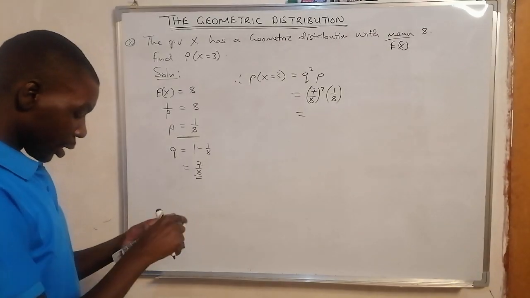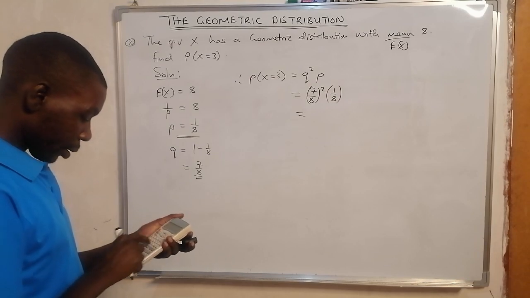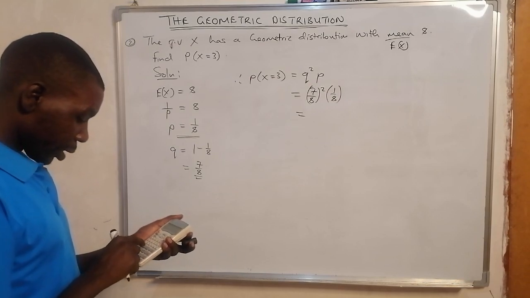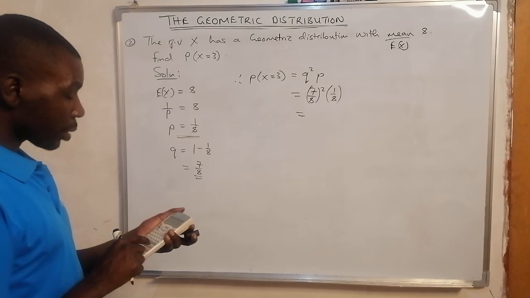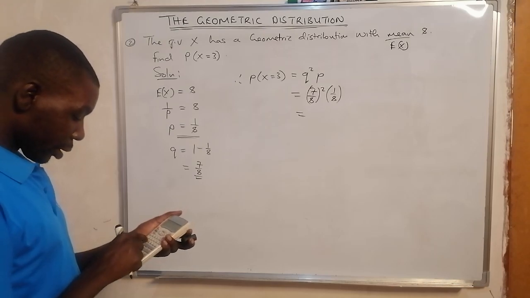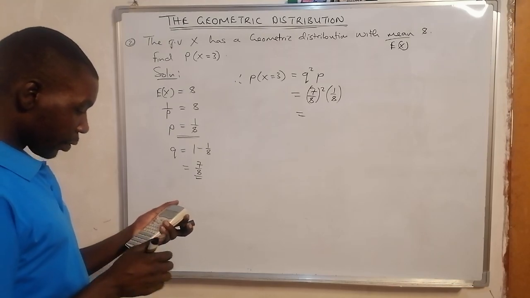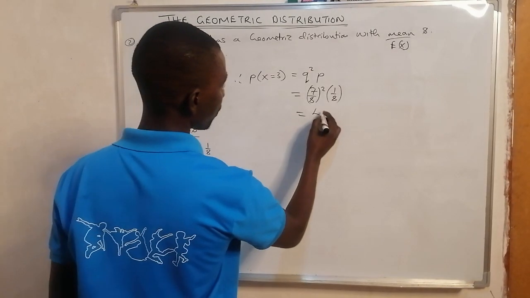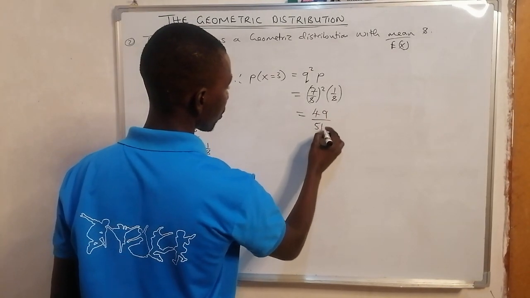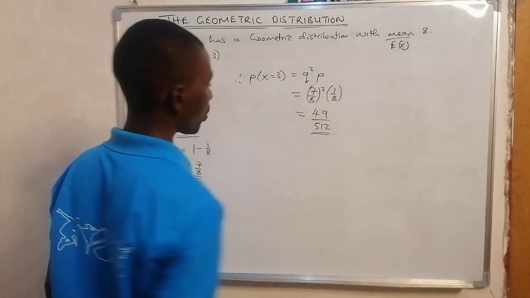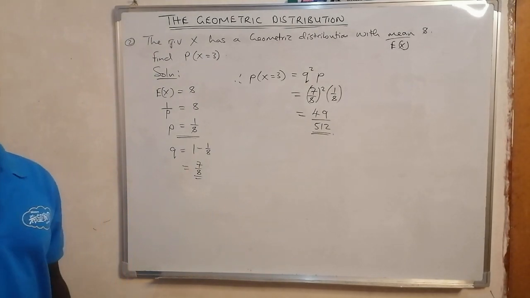7 over 8 squared times 1 over 8 gives 49 over 512. That will be our probability of x equals 3.